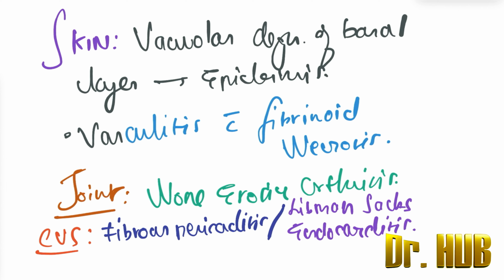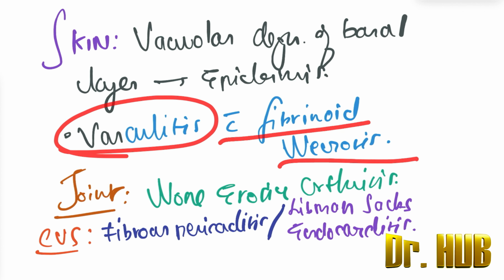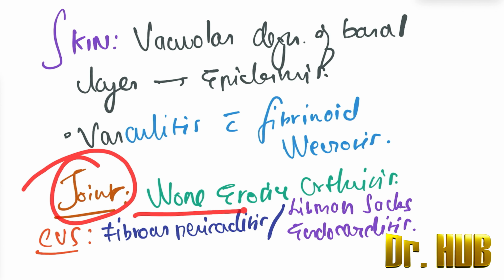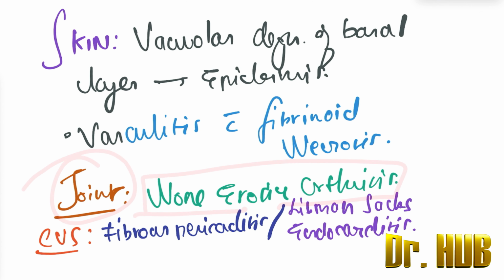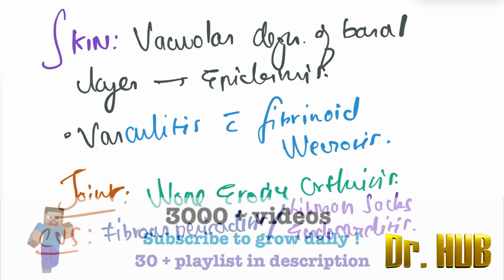So let's just recap. We saw the skin. The skin has a vacuolar degeneration of the basal layer of the epidermis. There is also vasculitis with the fibrinoid necrosis. In terms of joints, there is a non-erosive arthritis. Next, when we look at the CVS, there is a fibrous pericarditis as well as Libman-Sacks endocarditis.